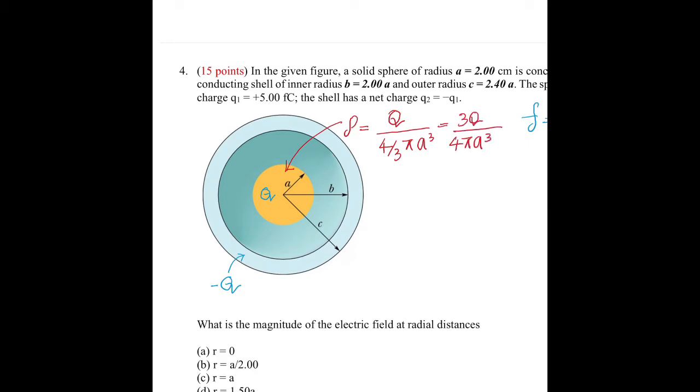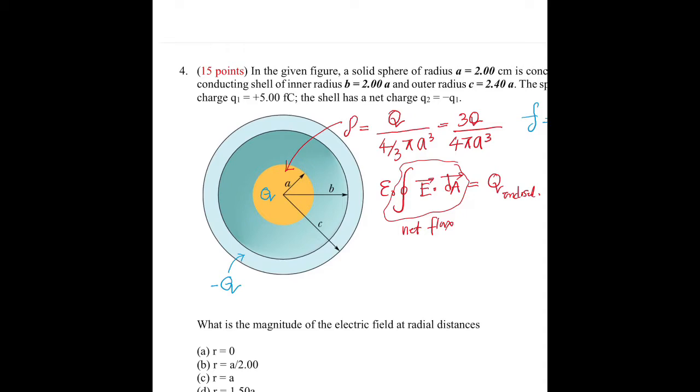So let's write down the Gauss law. Gauss law says epsilon naught times the net flux coming out or going in through a closed Gaussian surface equals the charge enclosed by this Gaussian surface. So epsilon naught times the net electric flux equals the charge enclosed by that Gaussian surface.